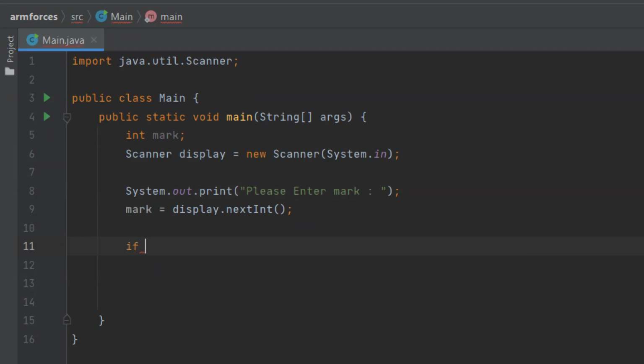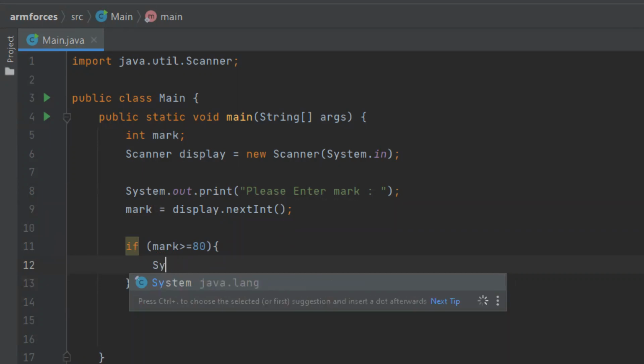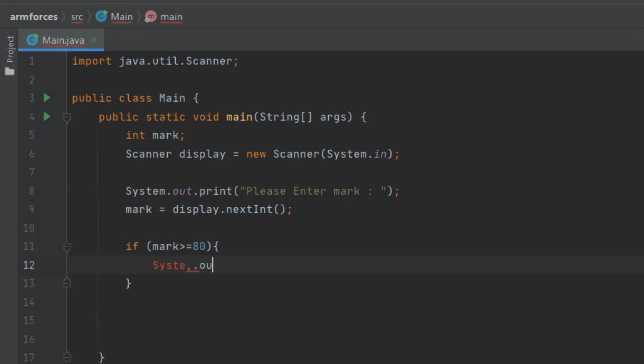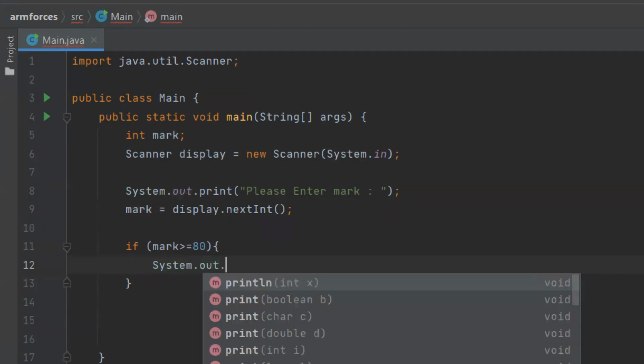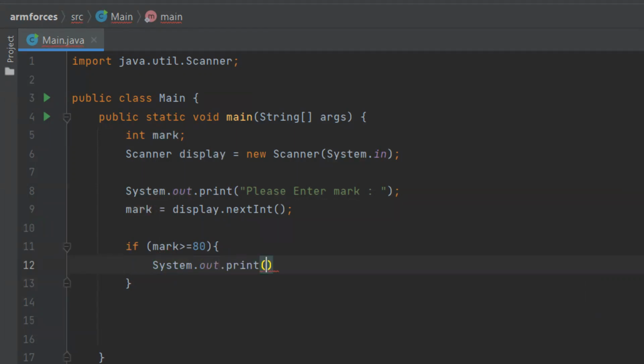Now, if the mark the student got is greater than or equal to, so this is how I would write that statement, greater than or equal to 80. That means that that student, System.out.print, is going to get a letter A grade.